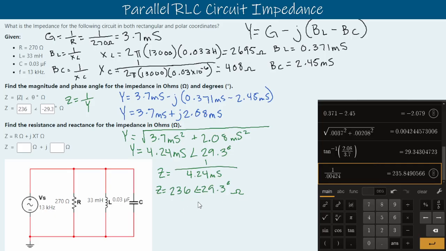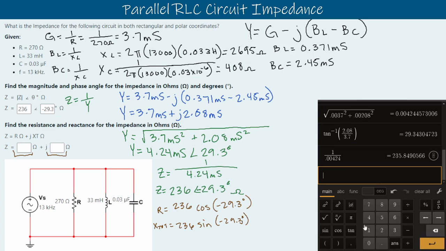After that, we need to convert this over to rectangular form. And so we'll do one more step here where we convert this Z value to rectangular. That is our cosine and sine equation. So we'll say that the resistive side, which is this first number here, is equal to the cosine equation. So 236 cosine of negative 29.3 degrees. And then our X total, which is the second side, our j side, is equal to 236 sine of negative 29.3 degrees.